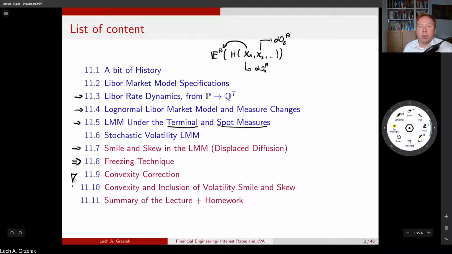What are the convexity corrections? When can you expect to see one, and how to model them, how to evaluate a derivative that involves convexity adjustments. And I will finish this lecture with a summary and some 3 assignments that you have to do this week.